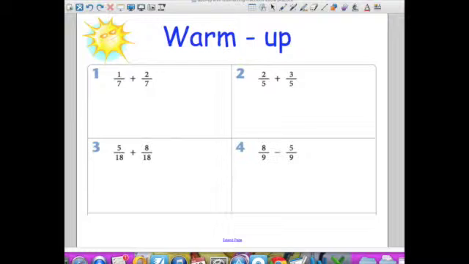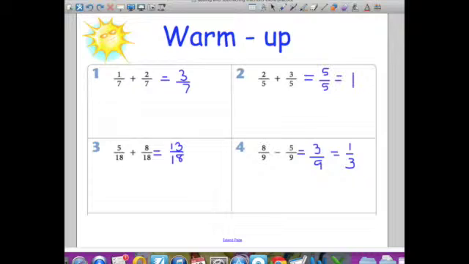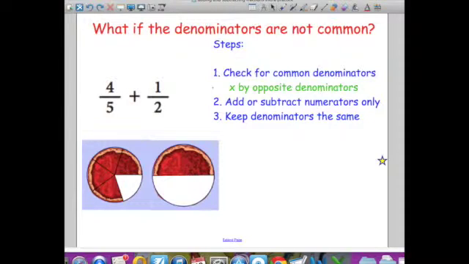Okay, you're back, so you must have these completed. Here are your answers. If you are stuck or didn't understand a couple of these, raise your hand and let us know, because you do need to understand this to move on to today's work. Today we're going to talk about what if the denominators are not common. Our learning target is still I can add and subtract fractions, but we're moving on to ones that do not have common denominators.